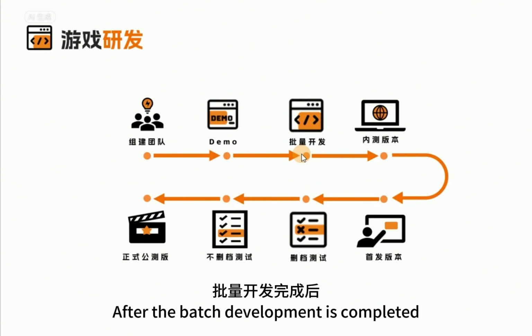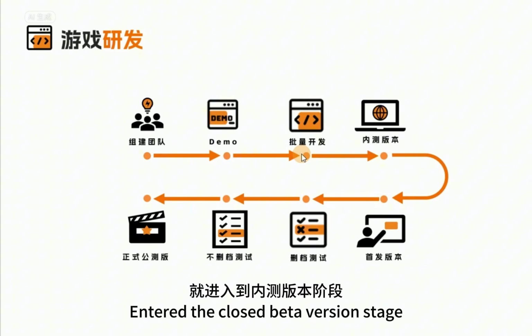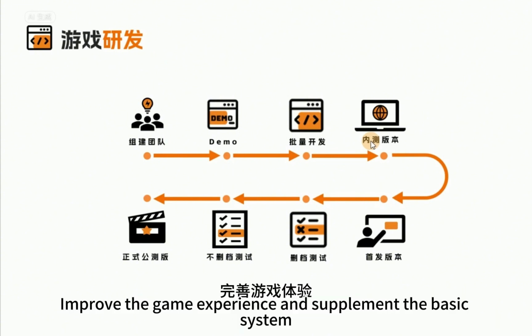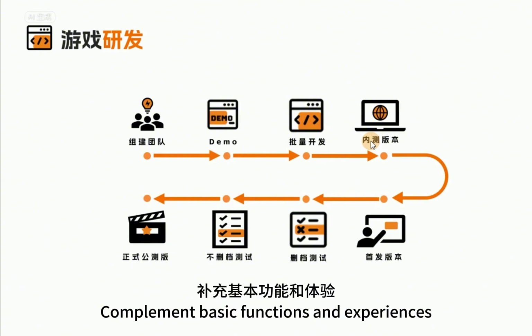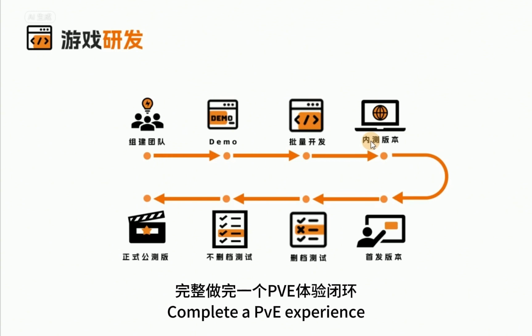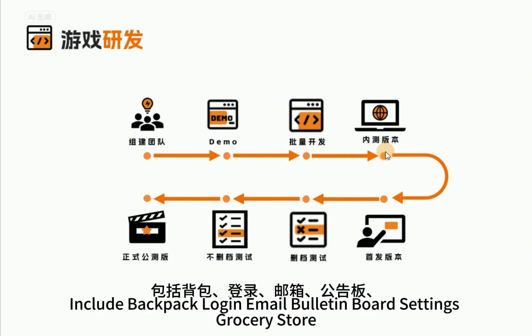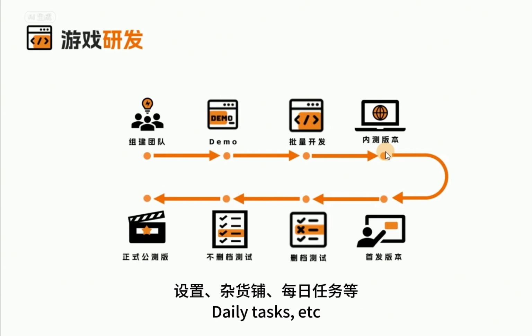After the batch development is completed, enter the closed beta version stage. In the closed beta phase, usually fix bugs, improve the game experience, and complement basic functions and experiences, completing a PvE experience that complements the basic system. The basic content of system planning includes backpack, login, email, bulletin board settings, grocery store, daily tasks, etc.